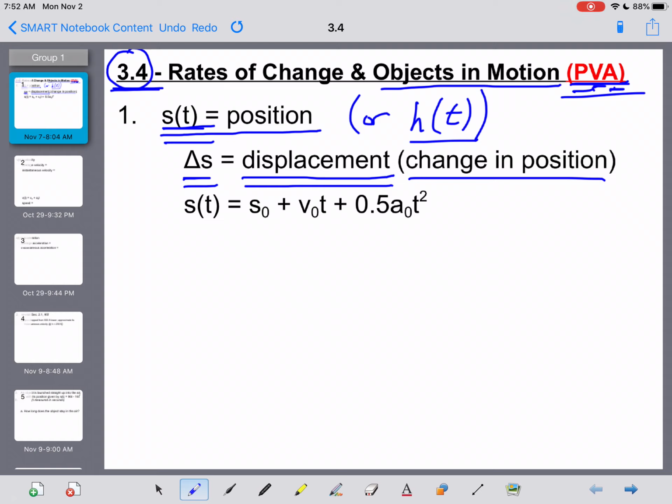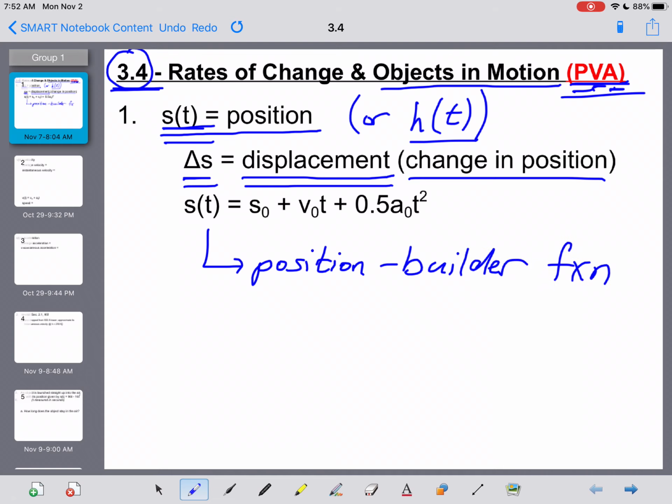And then the last thing right here, guys, your book puts this in here. And if I had a name for this one, I might call this, in kind of a silly way, the position builder function. What I mean by that is, this is how you can create a position function if you know certain things about the object in motion. So let's break down what it is.